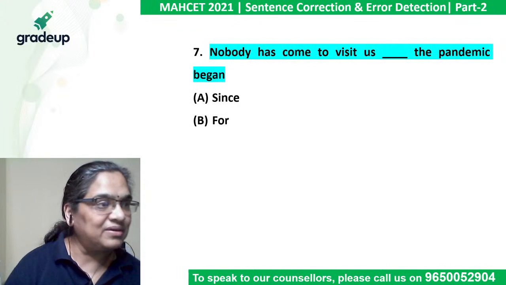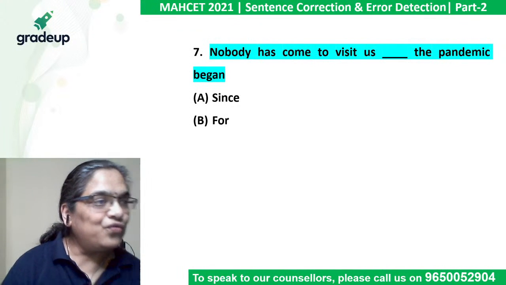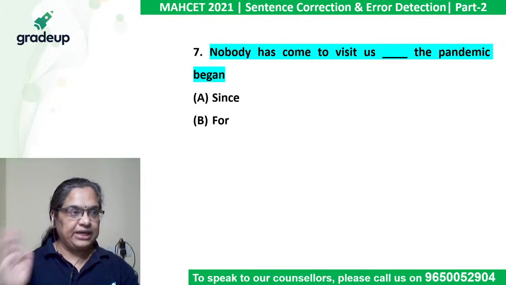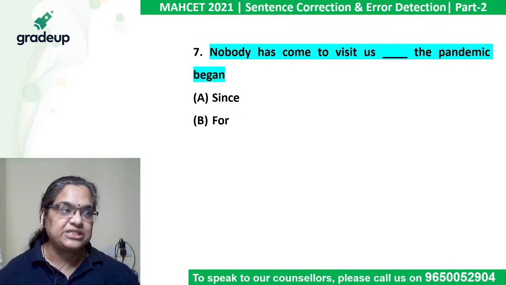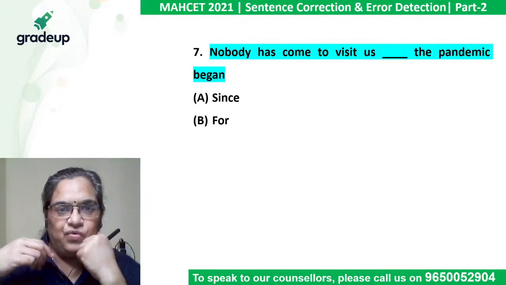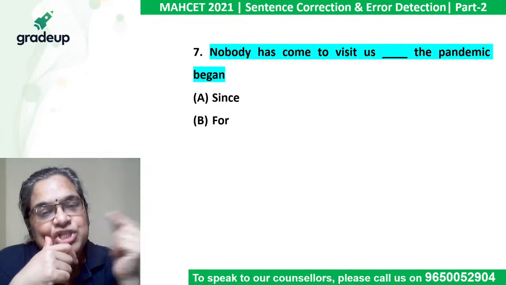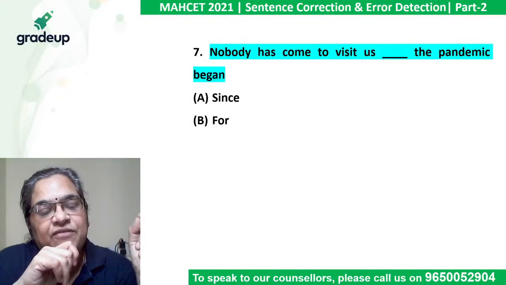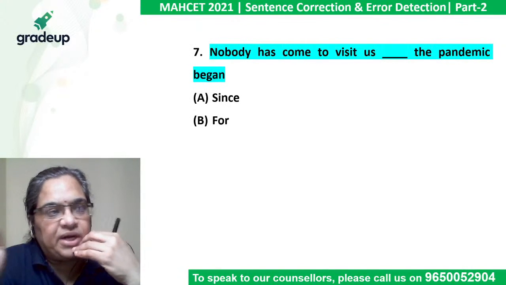Question 7. From, when you talk of starting point and ending point of an action, when I do prepositions, I'll do it in detail. Okay? From March till, the lockdown will be there from March 10th till April 10th.